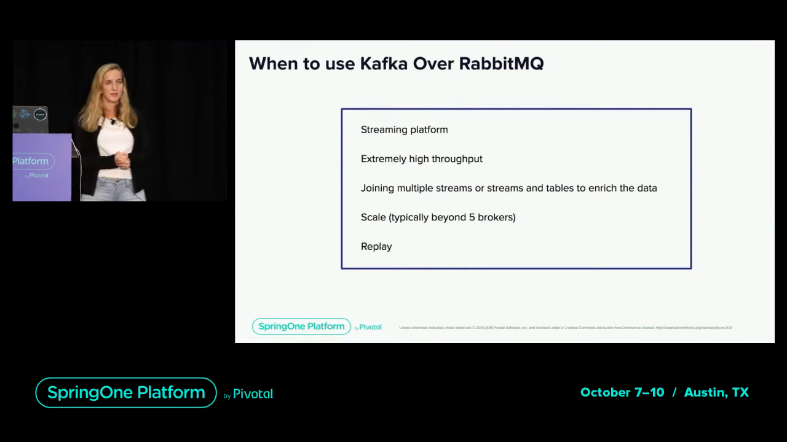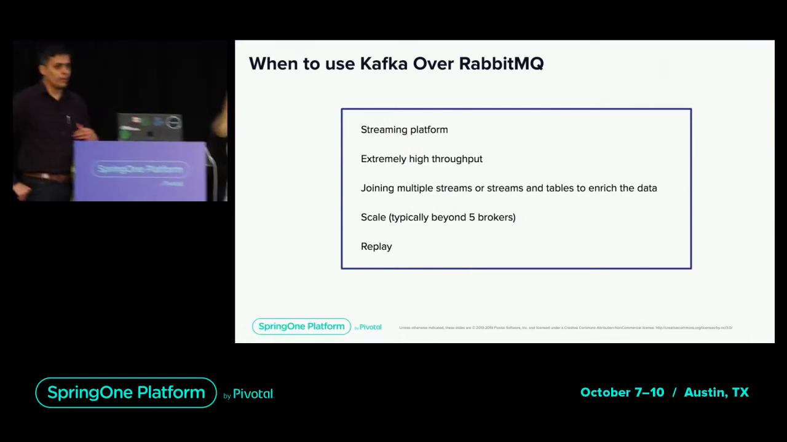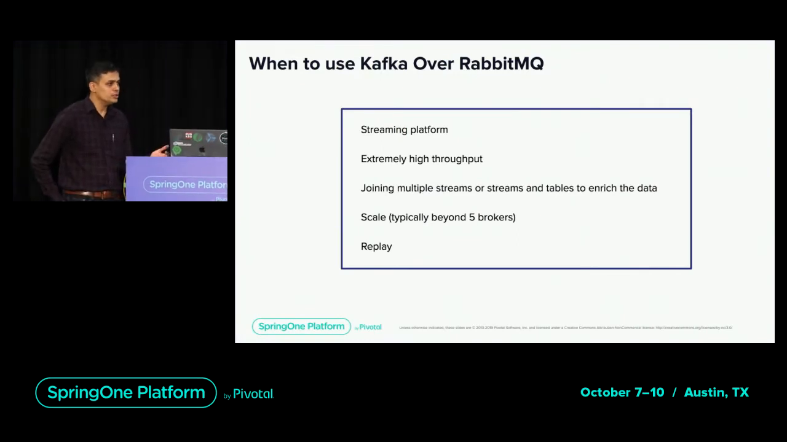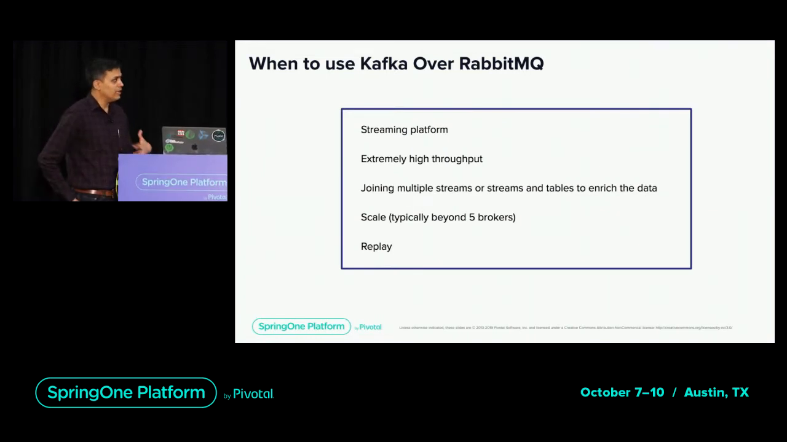When to use Kafka? It is becoming the de facto standard for streaming platforms. If you have streaming requirements, Kafka is usually the preferred choice. It has extremely high throughput, and it can scale and provide parallelism because of the partitions. We're going to take a look into that, but it scales really well. You also have the ability to join data from multiple sources in streams.